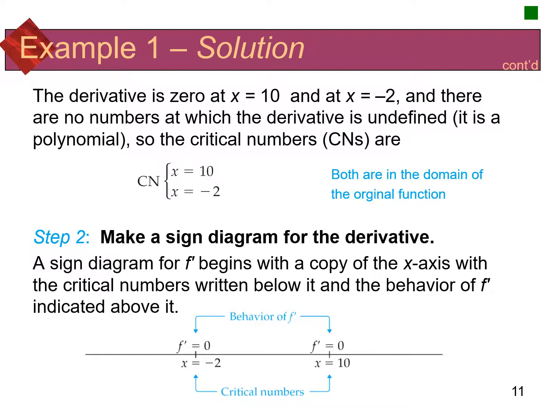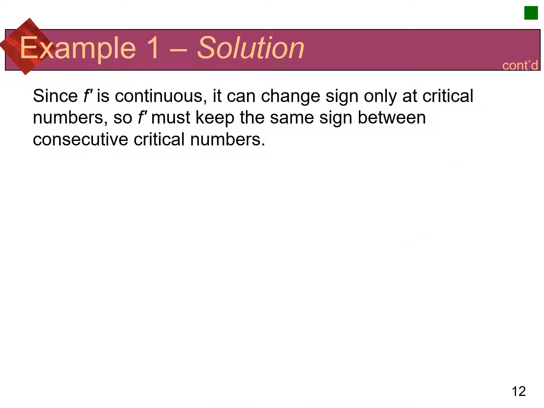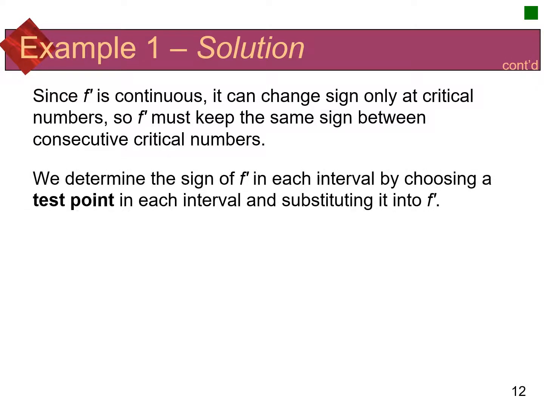So what I do is I pick some numbers. In this case, these 2 points of reference split a number line into 3 sections. The first section is anything less than -2. The middle section is anything between -2 and 10. And the third section is anything after 10. What I'm going to do is pick a value from each one of those regions and plug it into the first derivative. So we're using what they call in the book a test point.